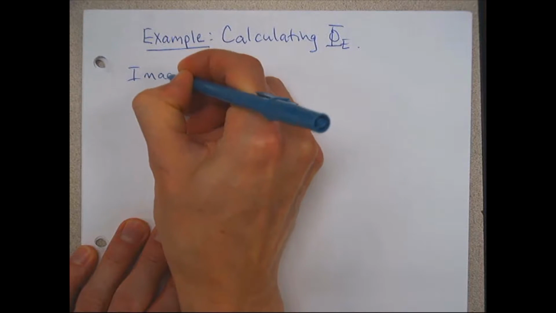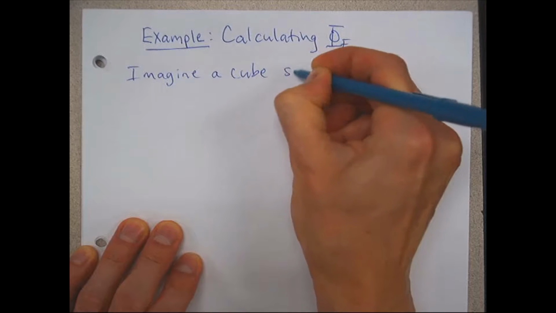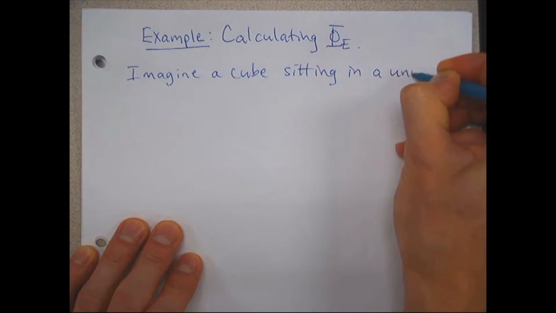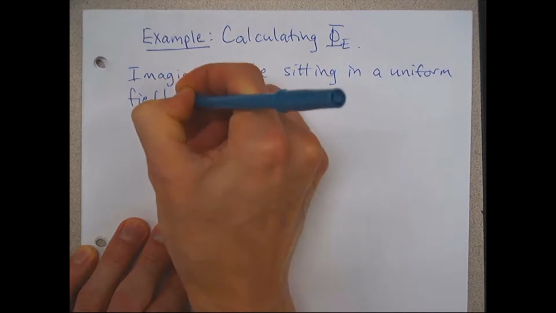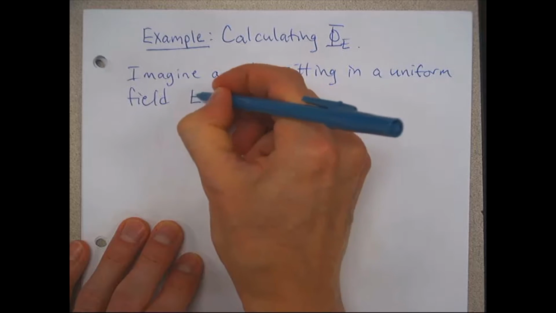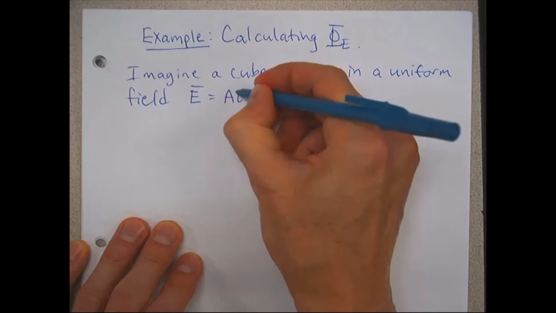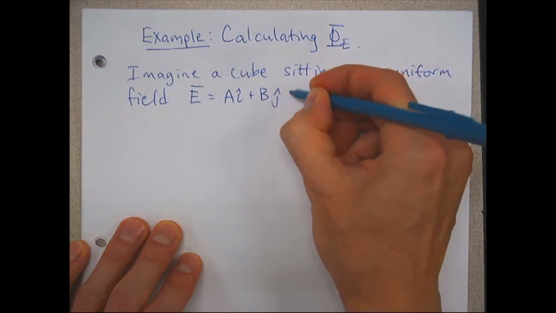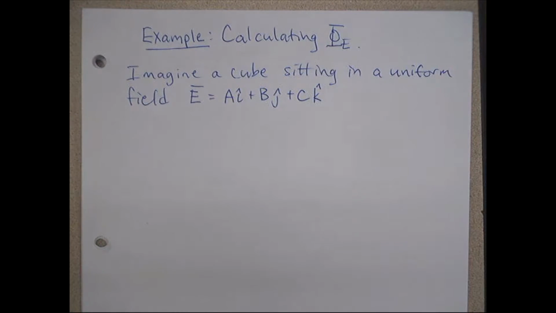So we could imagine a cube sitting in a uniform field. The electric field is given by a constant A i hat plus another constant B j hat plus another constant C k hat.